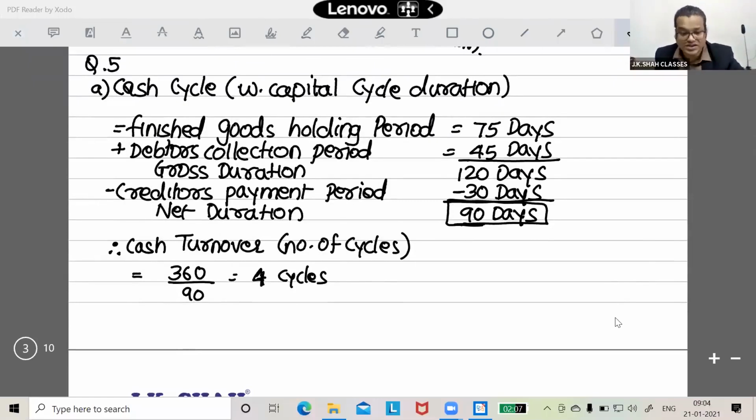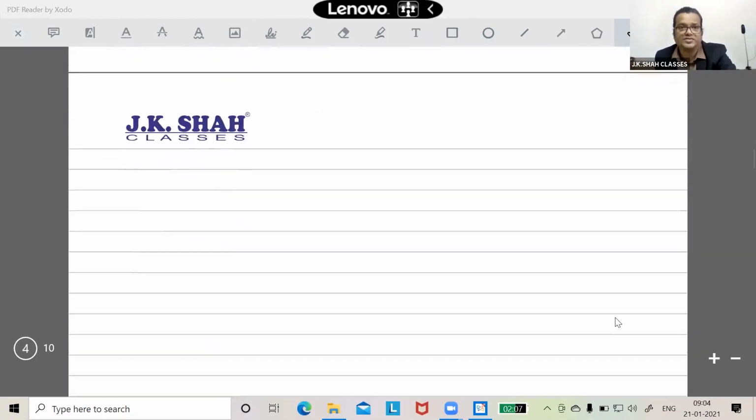Okay. See now. So this was a 5A question. In 5A, we were asked two things. One is the cash cycle, and the second is what? Cash turnover. Done. Now, what is asked in question 5B?